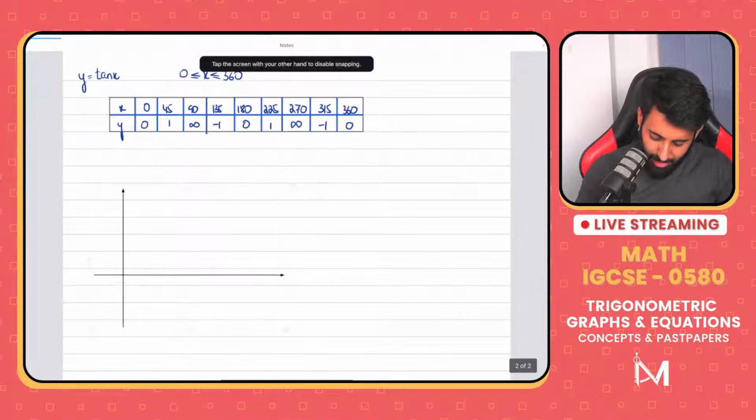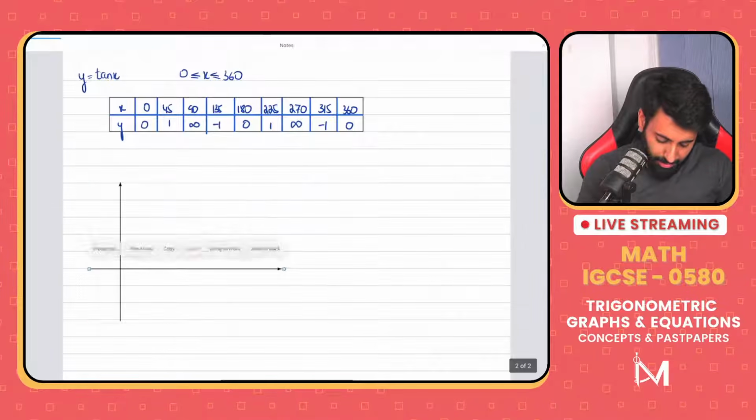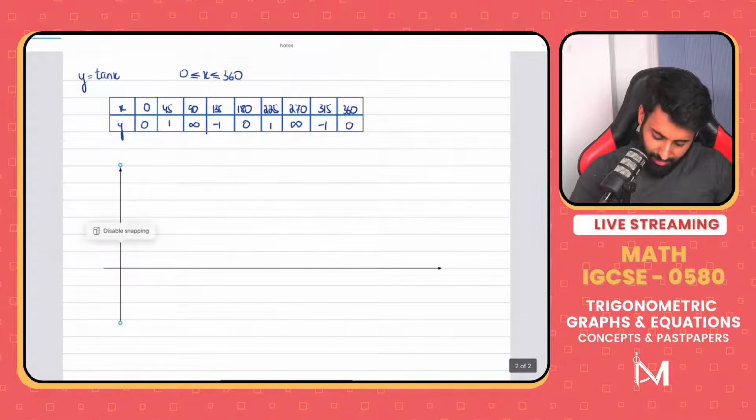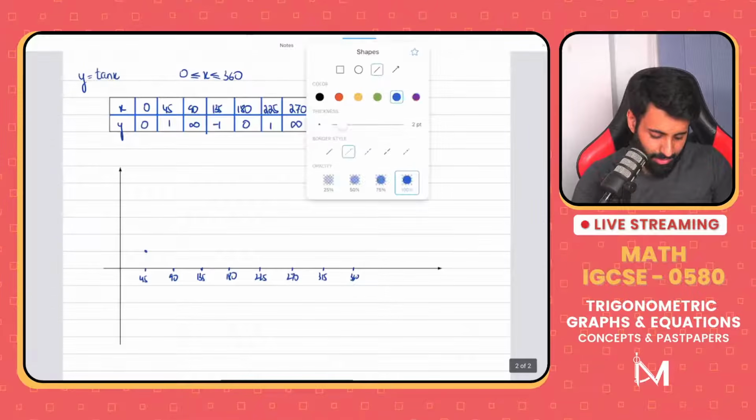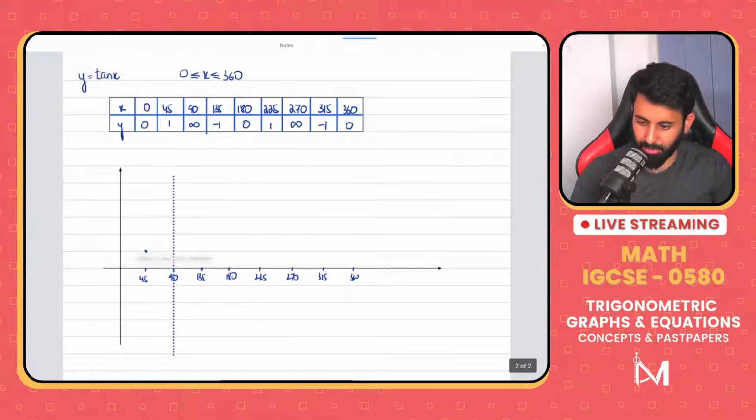Okay. And the reason for that is because the graph of tan goes towards infinity when x is 90. Okay. So here's 45. Here's 90. Here's 135. Here's 180. Here's 225. 270. 315. And 360. Okay. So at 45, it's 1. And what happens at 90 degrees? At 90 degrees, the graph goes towards infinity.